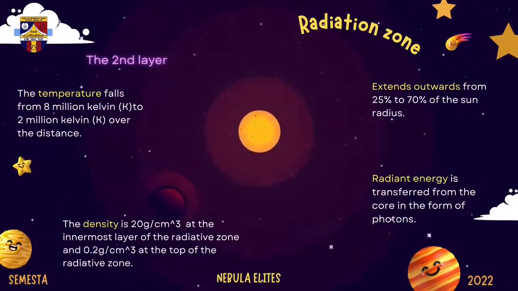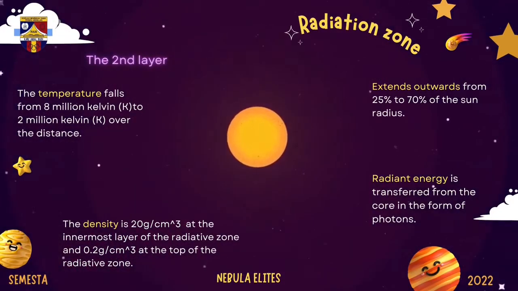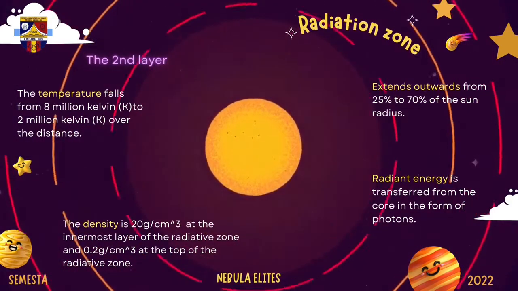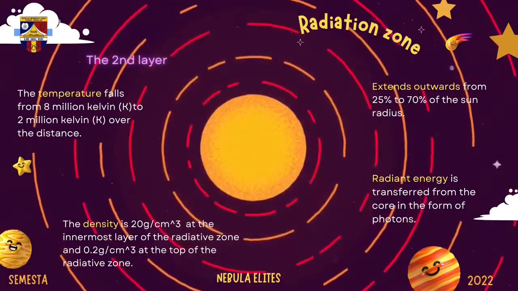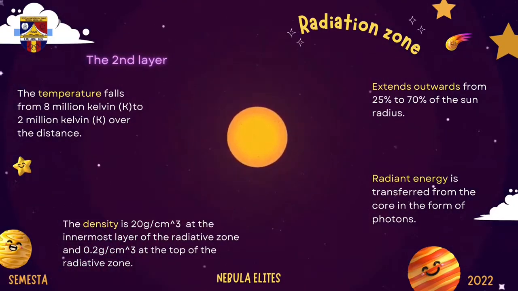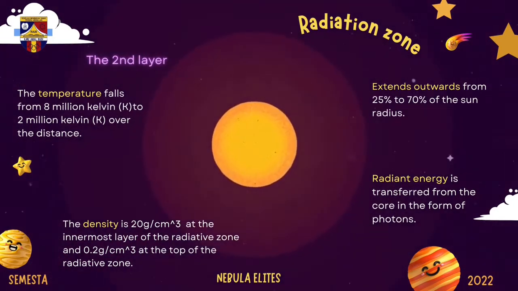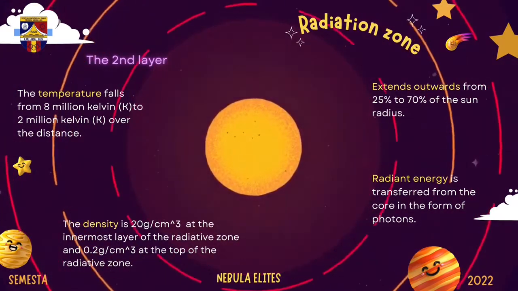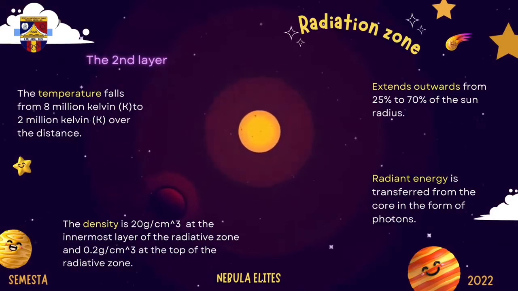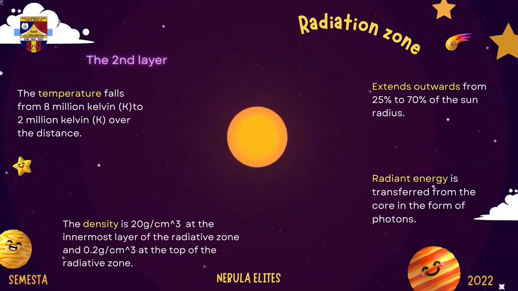Moving on to the next region, the radiation zone. This zone extends outwards from 25% to 70% of the radius of the sun. The temperature falls from 8 million Kelvin to 2 million Kelvin over the distance. The density is about 30 grams per centimeter cube at the innermost layer of the radiative zone and 0.2 grams per centimeter cube at the top of the radiative zone.